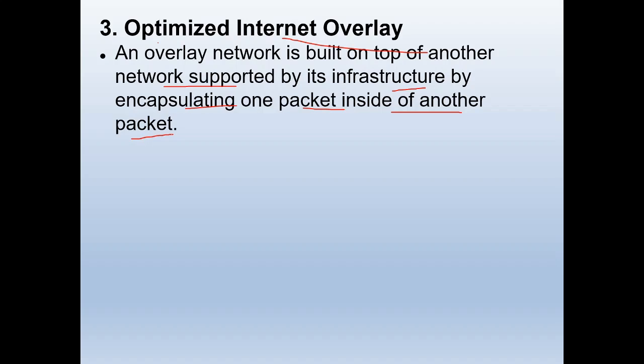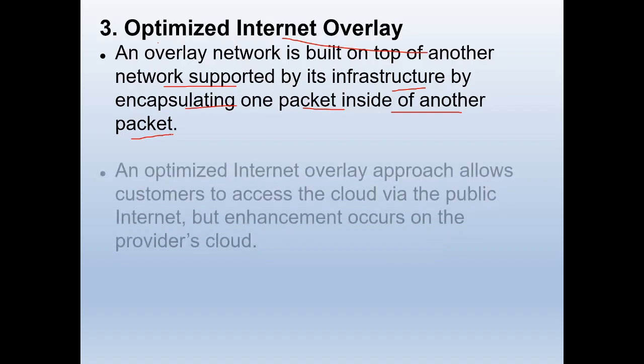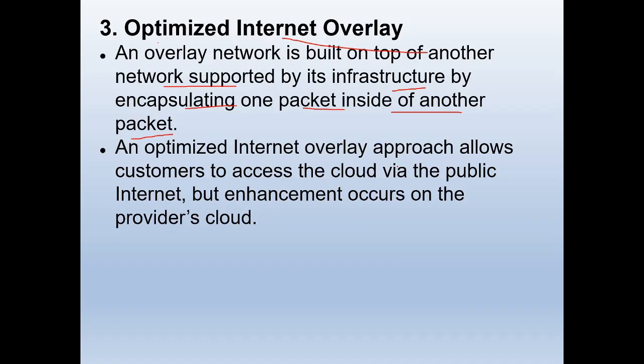So some extra security it is going to add to the basic public internet by adding some extra layer over that, so that it will encapsulate one packet inside of another packet. An optimized internet overlay approach allows the customers to access the cloud through the public internet, but enhancement occurs on the provider's cloud. The implementation and creating extra layers on the internet will happen on the cloud provider's site.